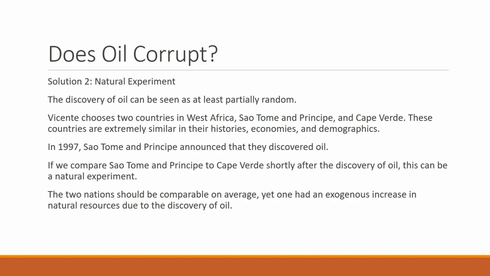And so what Vicente does is take advantage of this at least somewhat random discovery of oil. He chooses two developing countries in West Africa, two small island countries, São Tomé and Príncipe, and Cape Verde. These countries are extremely similar in their histories, economies, and demographics. And what he attempts to do is to use a natural experiment to identify the impact of the discovery of oil, aka natural resources, on corruption. He recognizes that in 1997, São Tomé and Príncipe announced that they discovered oil. So if they compare São Tomé and Príncipe to Cape Verde, shortly after the discovery of oil, this can be a natural experiment. The two nations should be comparable on average, yet one has an exogenous increase in natural resources due to the discovery of oil.